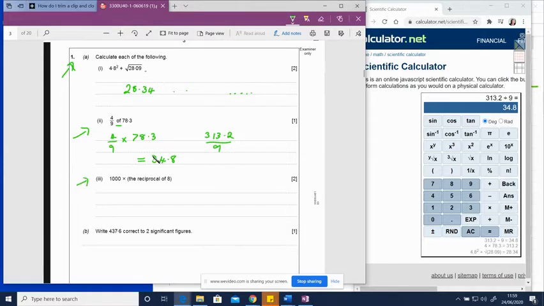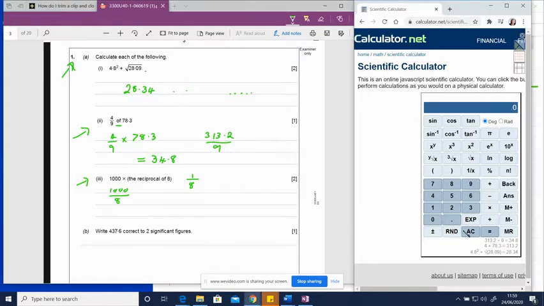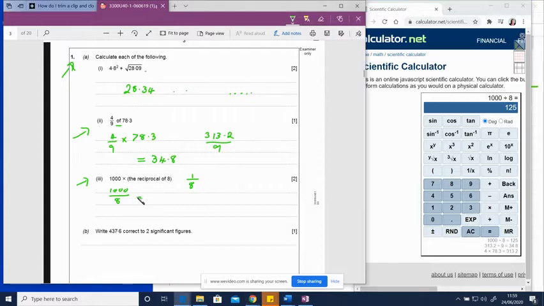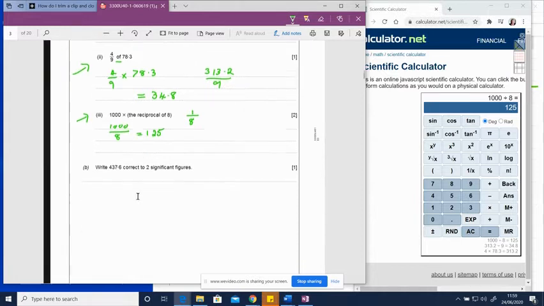Part 3 asks us to take 1,000 and multiply it by the reciprocal of 8. The reciprocal of 8 is simply 1 over 8. So my calculation is going to be 1,000 over 8. So I'll pop that into my calculator. 1,000 divided by 8, which is equal to 125. That's the answer to part 3.